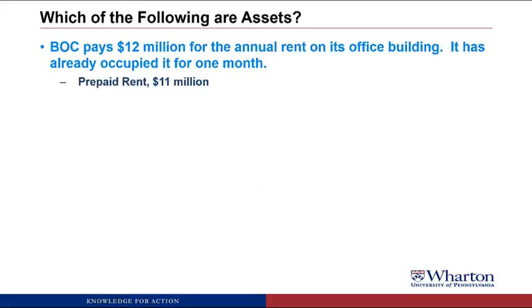This is an asset because in a market transaction, we paid for the right to occupy space in this office building. We're going to call that asset prepaid rent. The value of the benefits are also known. There are 11 million here, not 12 million. Even though we've paid $12 million cash, we've occupied the space for a month, so we've used up 1 month of that. There's 11 months of future space that we're entitled to. The value of that 11 months is $11 million, so that's the value we use for the asset.